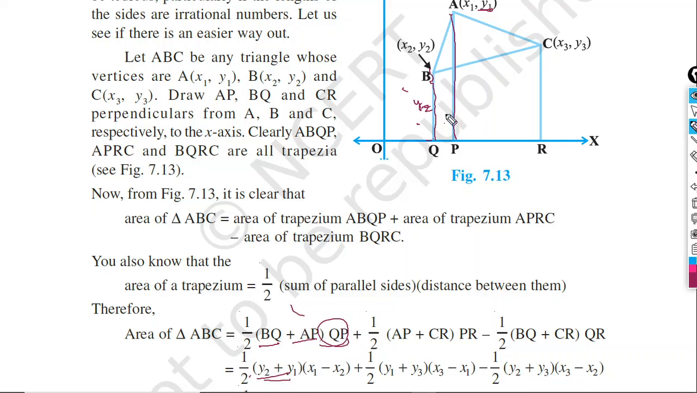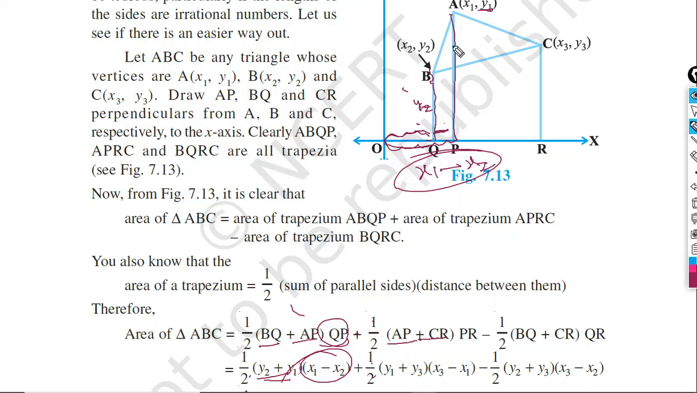Now look at the figure, QP. Here it is, QP. QP equal to OP minus OQ. Now length of OP is, you can see, x1, minus OQ. OQ is x2. So x1 minus x2. Here we have written x1 minus x2, plus 1 by 2, and we have written AP plus here. Look at the figure again.